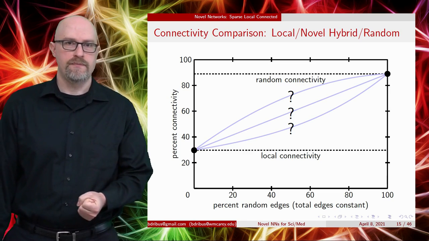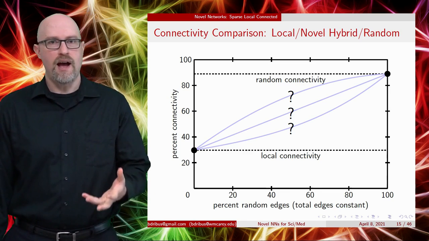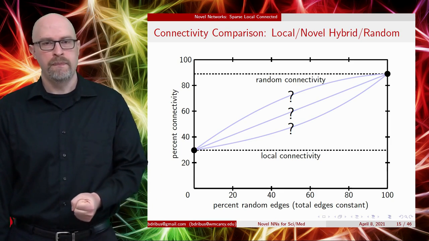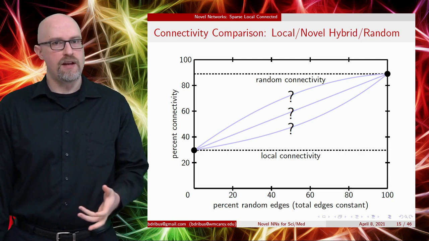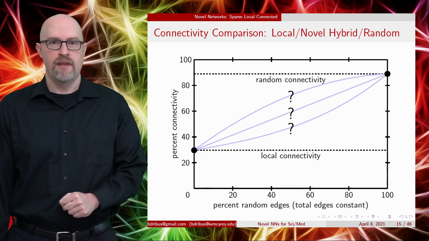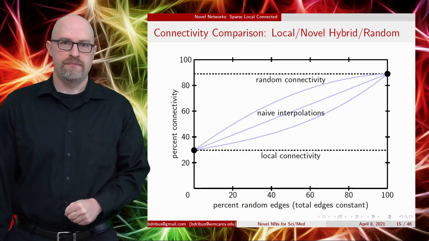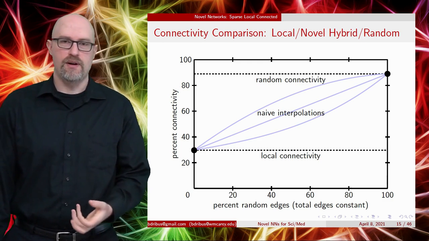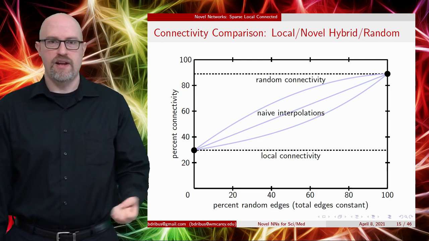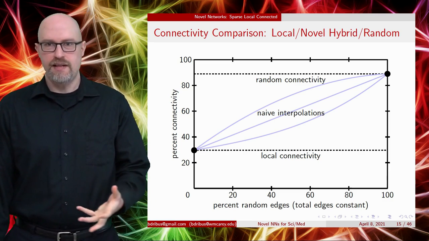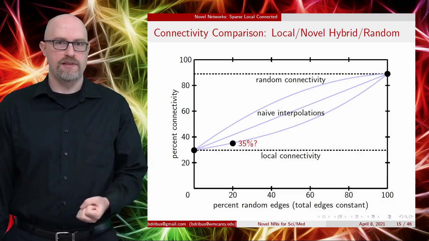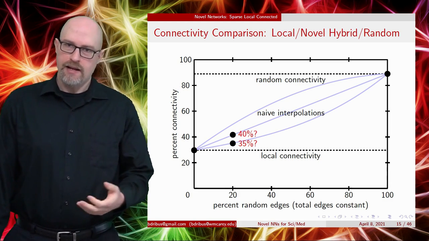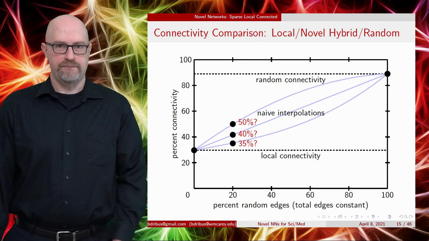few random edges. In this case, we can design a hybrid network retaining most of the local structure of the original local network, but with a connectivity closer to that of the corresponding random network. These are the naive possibilities. More specifically, we could try to guess the connectivity of a particular hybrid network, for example, one with 20% random edges. A pessimistic guess for this network might be 35% connectivity, while a simple linear guess might be 40%, and an optimistic guess might be 50%.